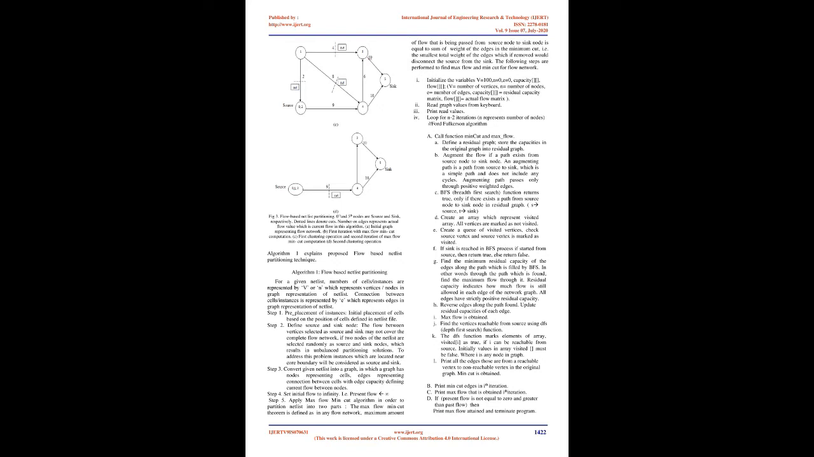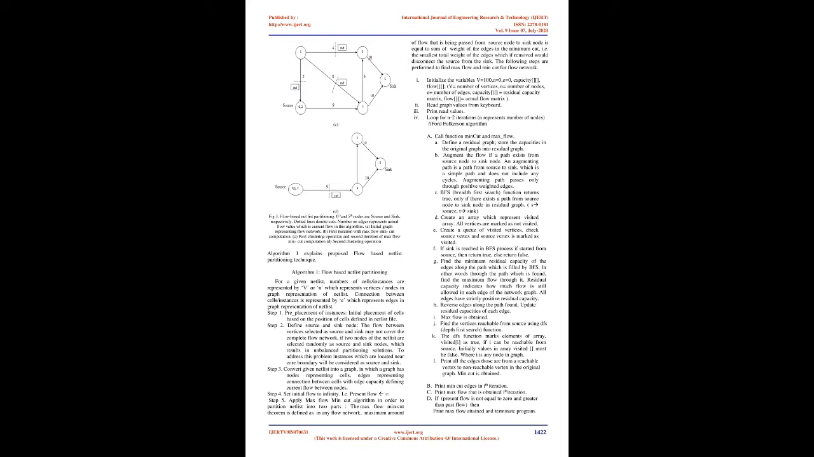A. Initial graph representing the flow network. B. First iteration with max flow min cut computation. C. First clustering operation and second iteration of max flow min cut computation. D. Second clustering operation. Algorithm 1 explains the proposed flow-based netlist partitioning technique. Algorithm 1, flow-based netlist partitioning. For a given netlist, the number of cells/instances is represented by V or N, which represents vertices/nodes in the graph representation of the netlist. Connection between cells/instances is represented by E, which represents edges in the graph representation of the netlist.